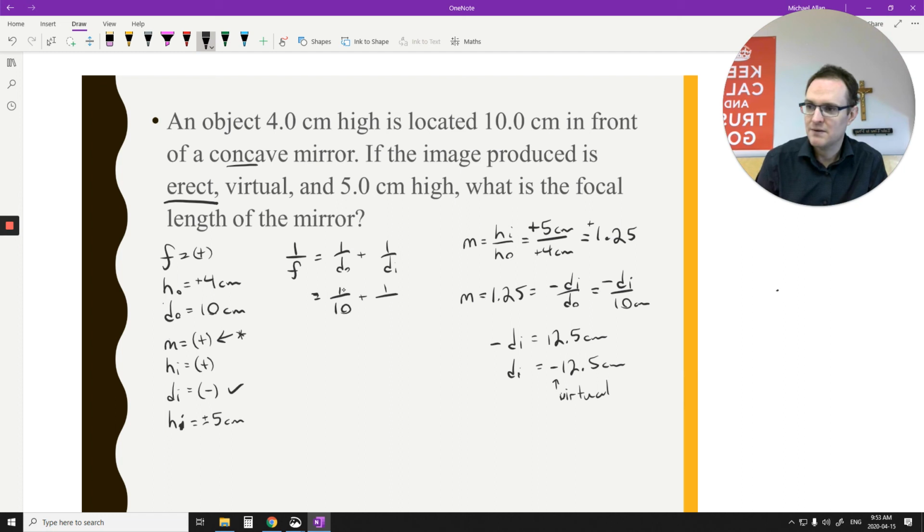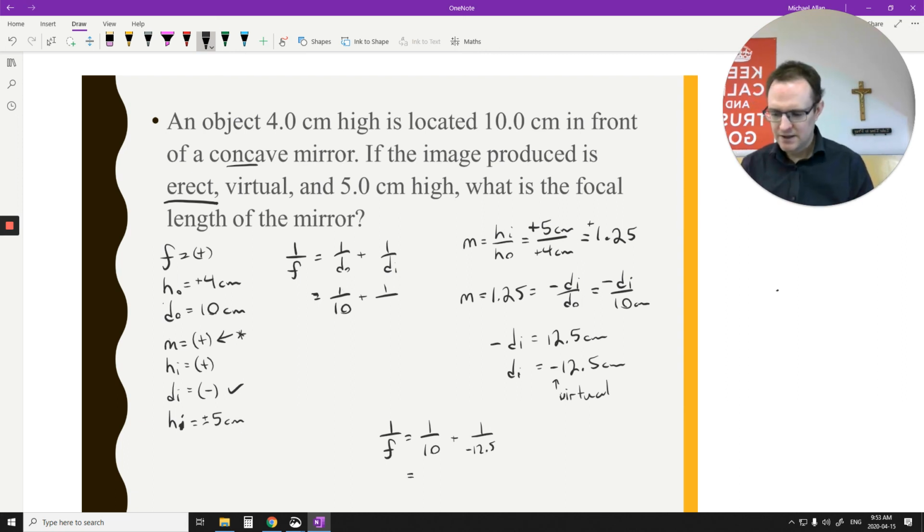And then the last part we need to find is what is my focal length. So we got 1 over F is equal to 1 over 10 plus 1 over negative 12.5. Okay, so punch in your calculator, 1 over 10, 1 over negative 12.5. Cool. Math enter. So what do we get? 1 over 50. So 1 over F is equal to 1 over 50. So F is equal to 50.